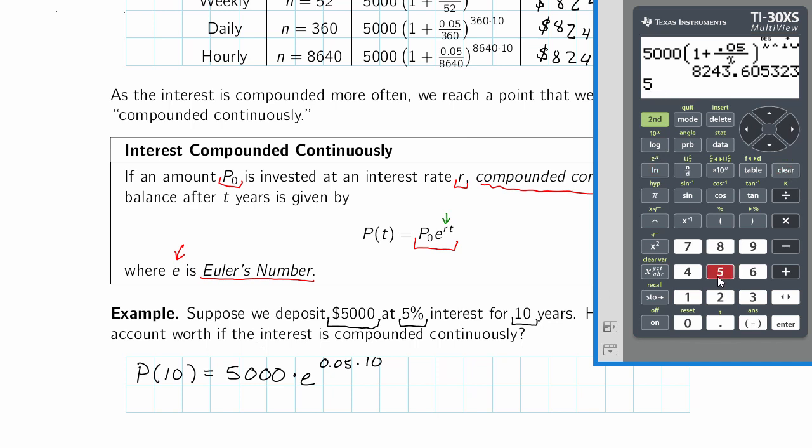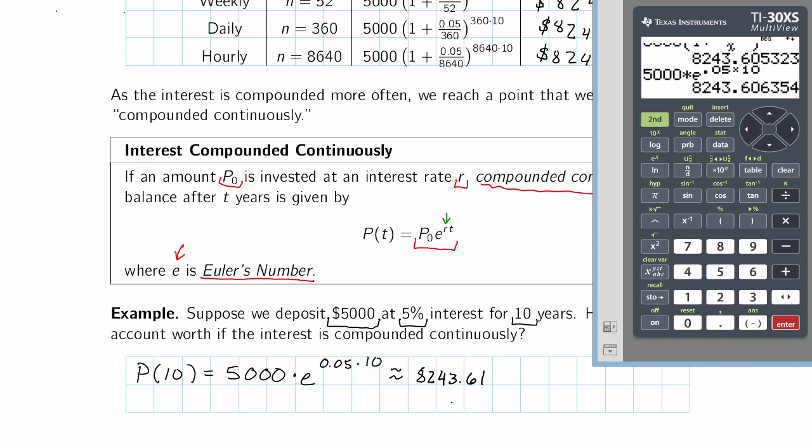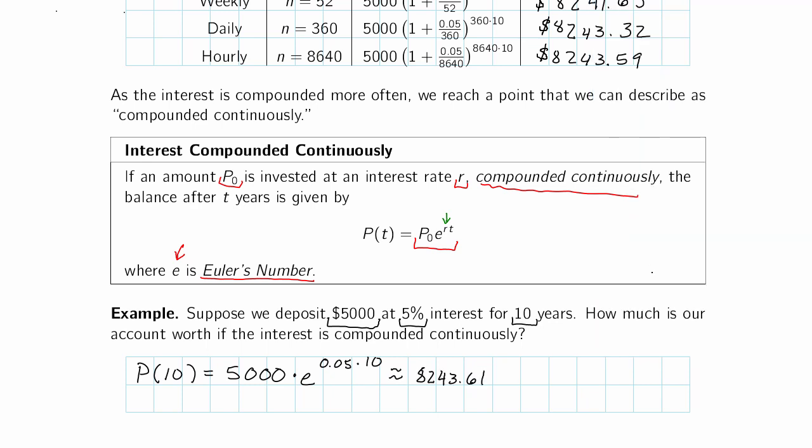So I could enter this expression as 5,000 times e to the 0.05 times 10. So if we compound continuously, we get $8,243.61, which you'll notice is 2 cents more than compounded hourly gave me. Okay, so the calculator can do this arithmetic for us, but this is a really strange formula. In the next video, we'll talk about what that number E is and some of where this strange formula comes from.